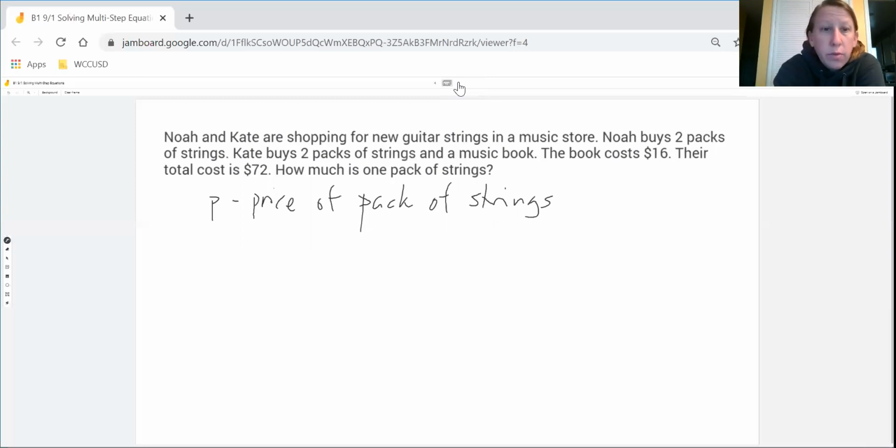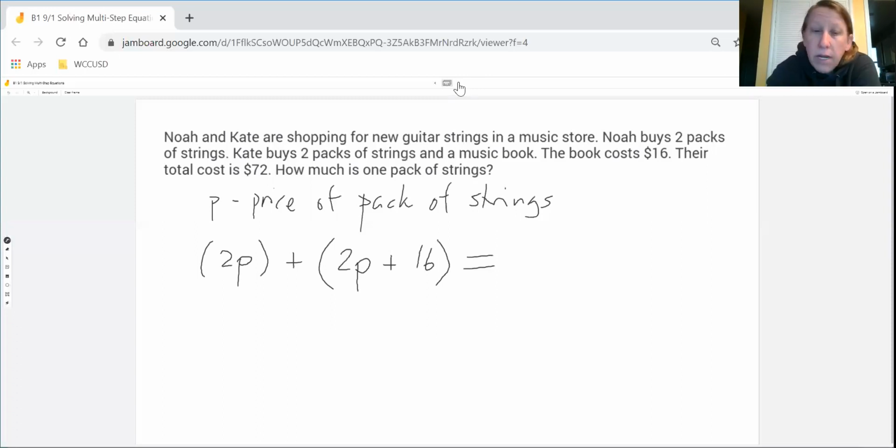So we can model this with a variable equation. Noah and Kate are shopping. Noah buys, I'm going to put Noah in a set of parentheses, 2 packs of strings, so 2 times the price for each pack of strings. And then Kate, they're sharing. Kate will Venmo him later. She'll also buy 2 packs of new strings and the music book. Okay, I could put MB for music book, or I could put in 16 because I know it costs $16.